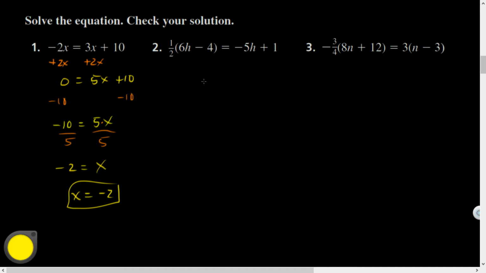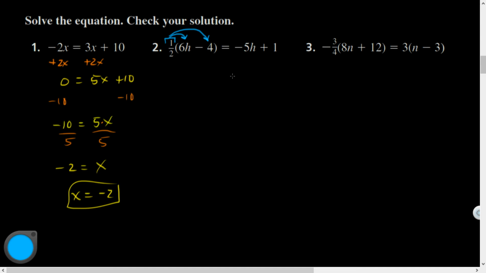Okay. Now, problem 2. Let's simplify. How can I simplify? What do you guys think? How can I simplify this, guys? I'm going to distribute here first.